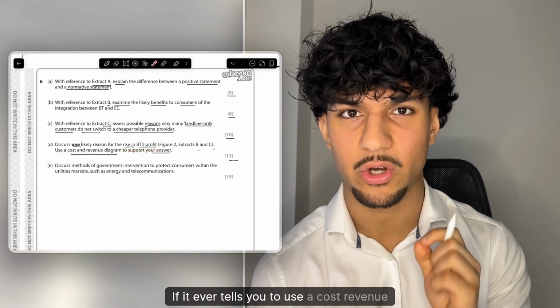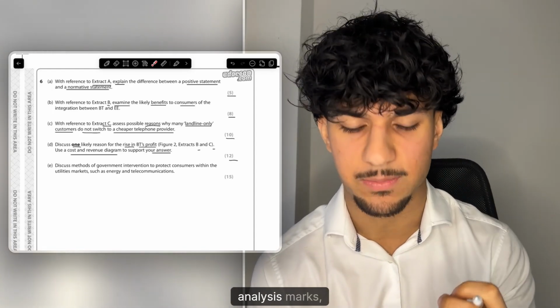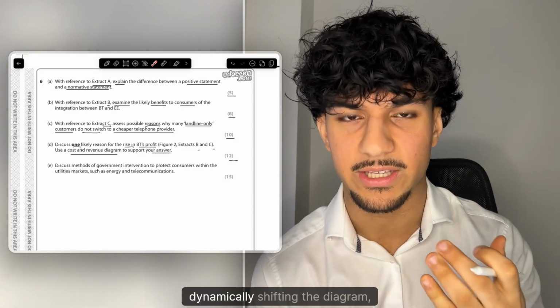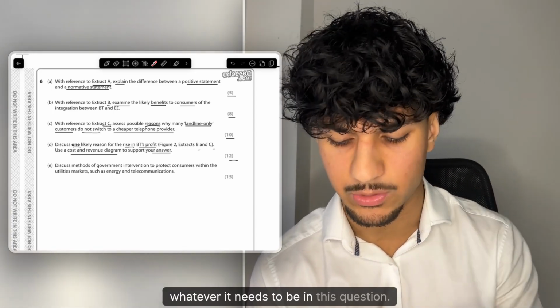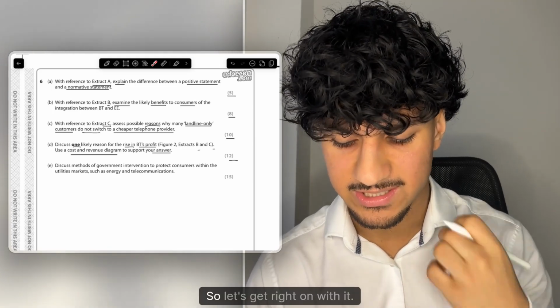If it ever tells you to use a cost/revenue diagram, that means at least 8 of your marks are just analysis marks, just you talking about the diagram, you basically using the diagram dynamically, shifting the diagram, whatever it needs to be in this question. And it means it's a lot easier and simpler to pick up these 12 marks. So let's get right on with it.